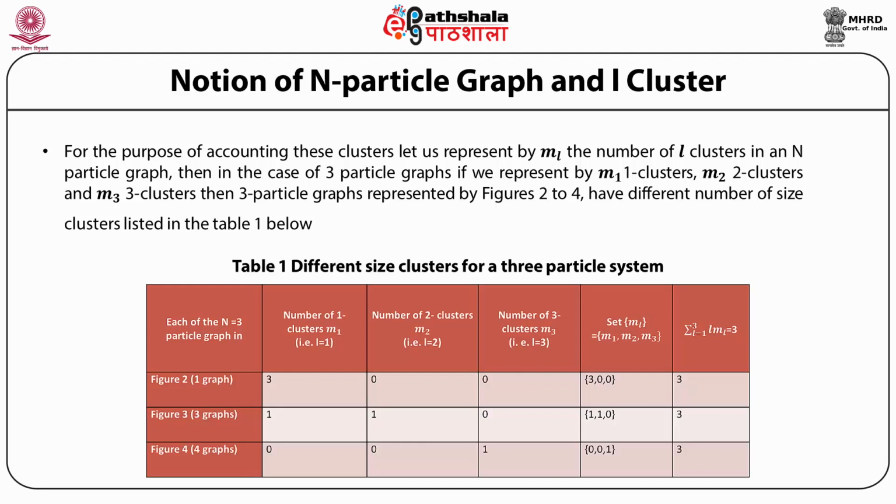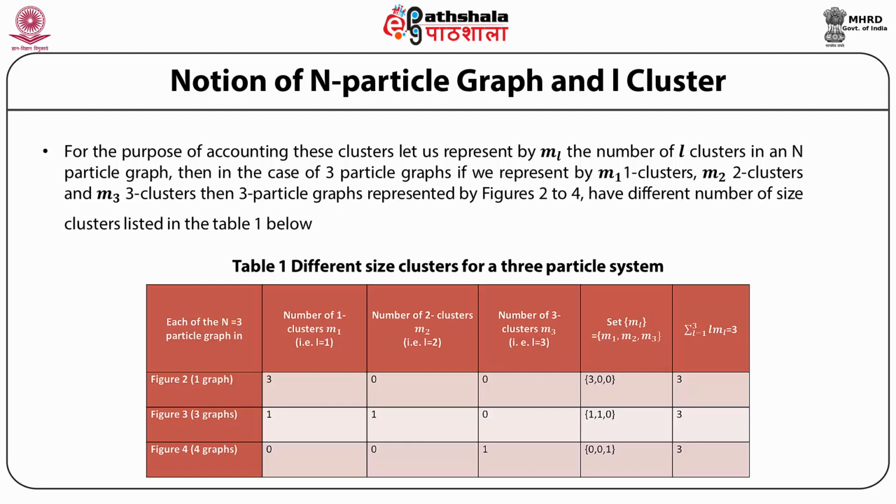For example, in figure 2, one graph, the number of 1 clusters M1 is 3, the number of 2 clusters M2 is 0, the number of 3 clusters M3 is again 0, and the set of these numbers of L clusters, which is equal to the set M1, M2, M3, is 3, 0, 0, such that the sum over L equal to 1 to 3 of L ML is equal to 3.